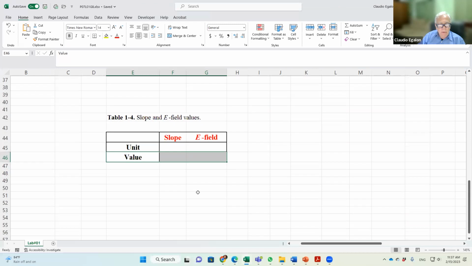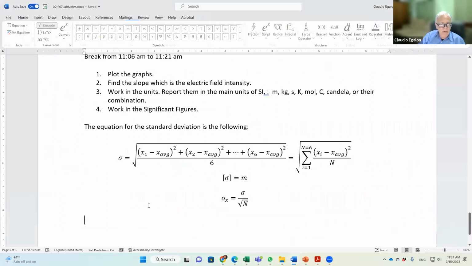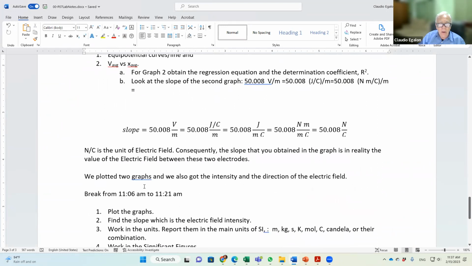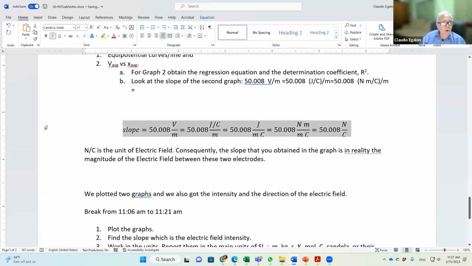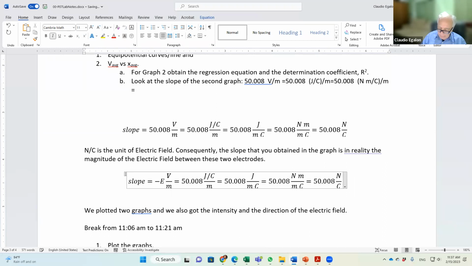And by the way, let me just clarify what I meant about the slope being the same as the electric field. It's not the same, there's a slight difference. The slope that you're obtaining in the graph is in reality the magnitude of the electric field. In reality, the relationship between the slope and the electric field is that the slope is minus the electric field.